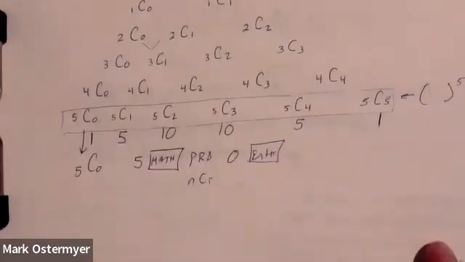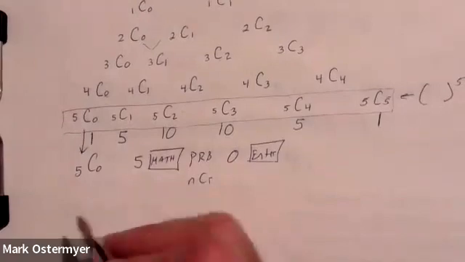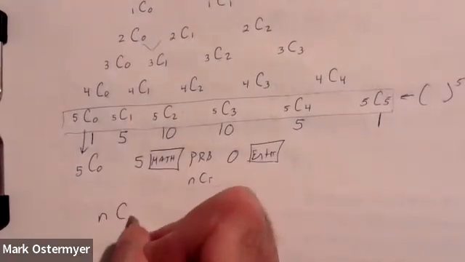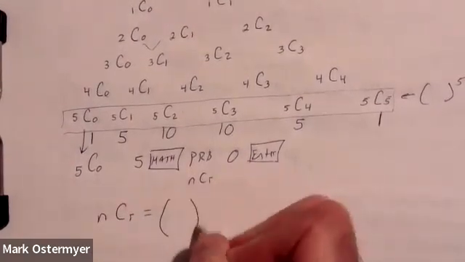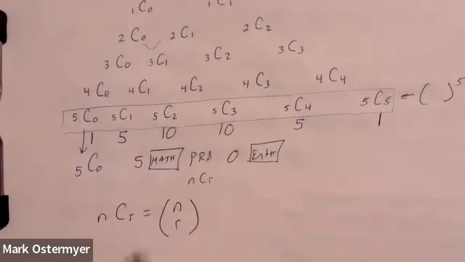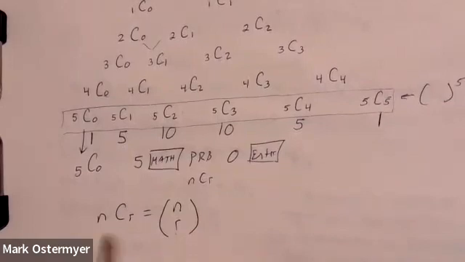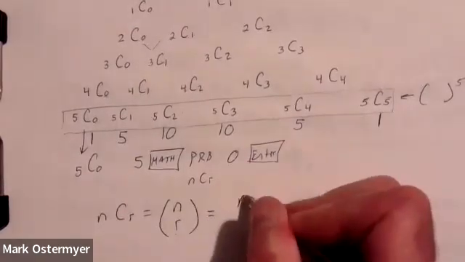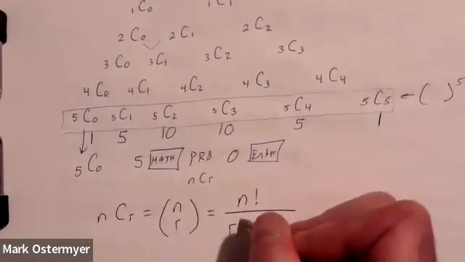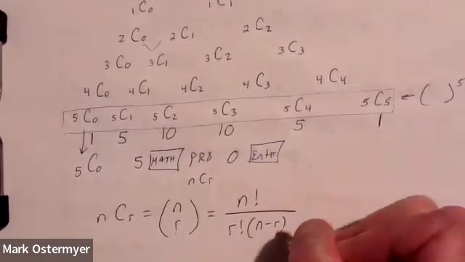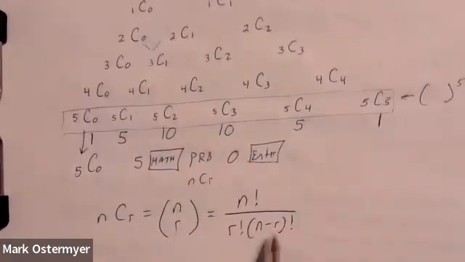Now, another thing to keep in mind is that notationally speaking, N choose R could also be represented this way. Some textbooks use this notation to represent the combination function. In either case, this represents N factorial divided by R factorial times N minus R factorial.